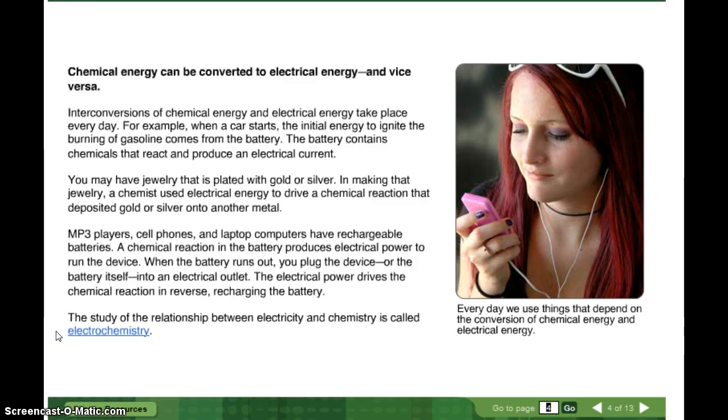The study of the relationship between electricity and chemistry is called electrochemistry. Every day we use things that depend on the conversion of chemical energy and electrical energy.